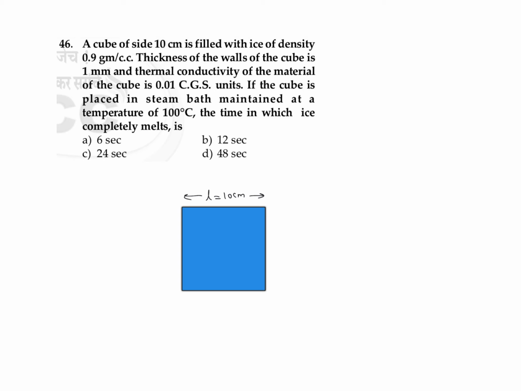In this question the density of ice is given. Let's say the density of ice is rho, and the value of rho is also given, that is 0.9 gram per centimeter cube. The thickness of the wall of the cube is also given as 1 millimeter, which we can write as 0.1 centimeter. And the thermal conductivity of the material is given as 0.01 in CGS unit. Now you can observe that here we are going to take each and every dimension in CGS.